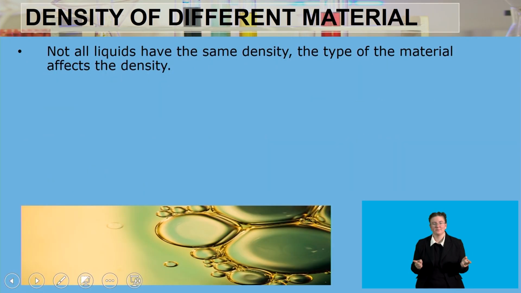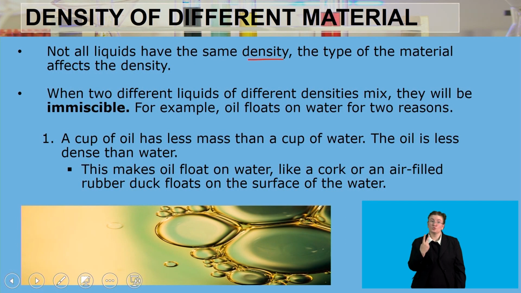Then, we also need to know that not all liquids have the same density. The type of the material affects the density. So when you're looking at water and at mercury at room temperature, those are two different liquids. Even oil, as an example, is a different liquid. And because they are different liquids, they do not all have the same density. Right? So when we are mixing two different liquids and each of those liquids has a different density, they will be immiscible.